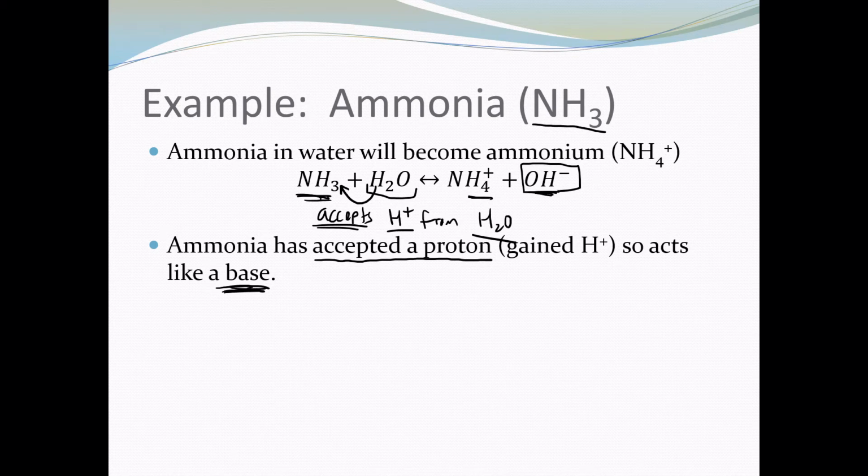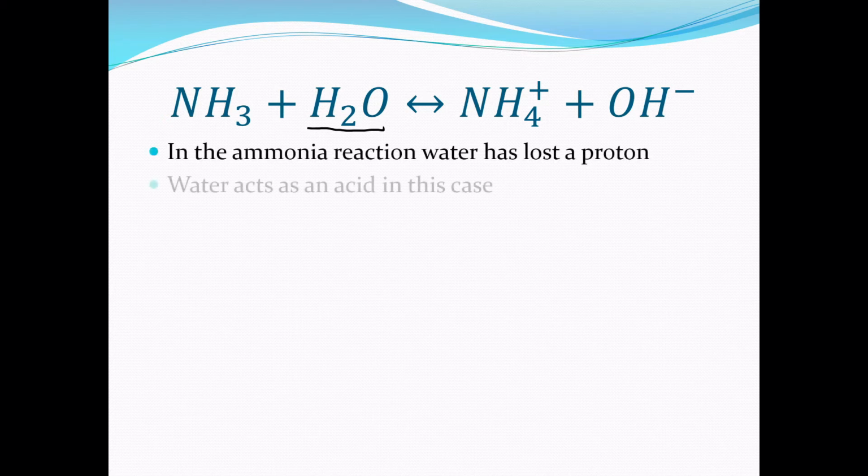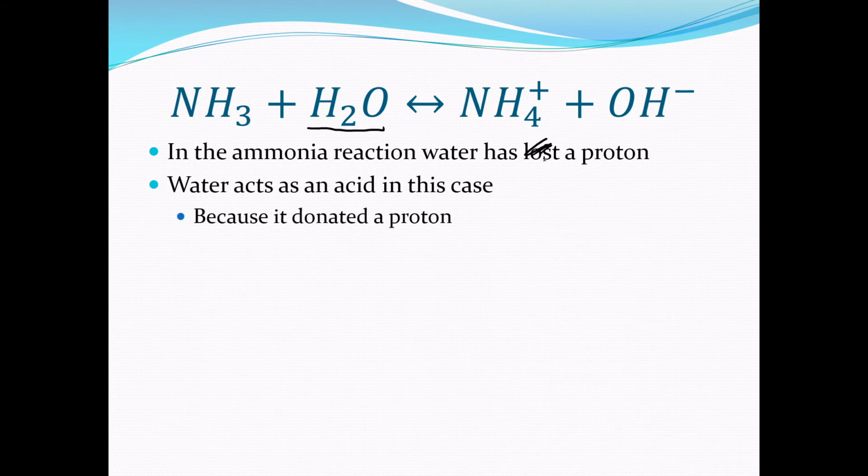Now, what about water? Okay, so what about water? So take a moment to think about this before proceeding to the next slide. Okay, now water, I'll rewrite the equation again here. Here's the equation. In this ammonia reaction, what does the water do? Well, the water loses a proton. Although losing might be a bad word in light of what we've done. Let's call it donating. Has donated a proton. Now, because water donates a proton, and according to our Bronsted definition of an acid, water in this case actually acts as an acid because it's donating a proton.